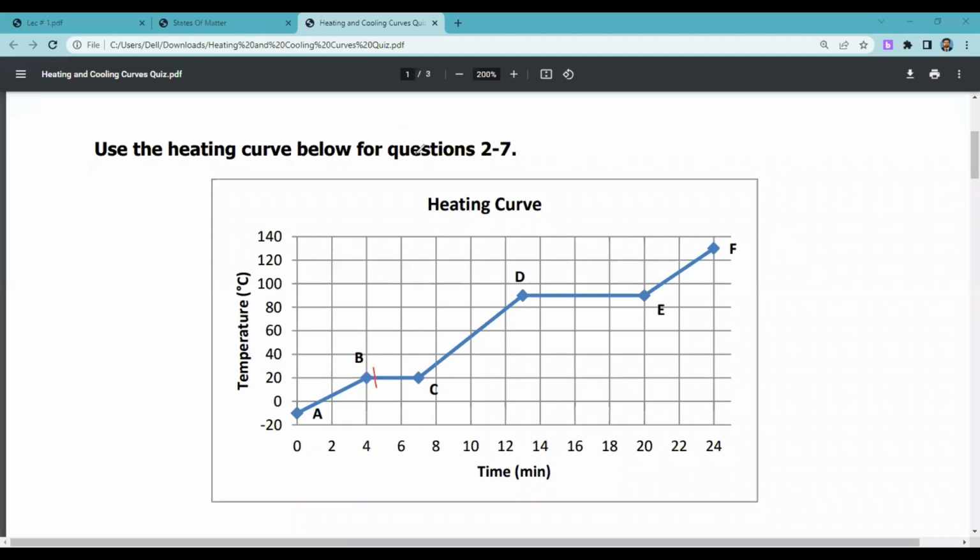Now you can see that this is a heating curve. He gave you this information. Before answering the question, we can also write on this curve. At this point, the substance will be a solid. At this point, it will start melting. This is melting point. At this point, it will be a liquid. At this point, it will start boiling. At this point, it will be a gas.